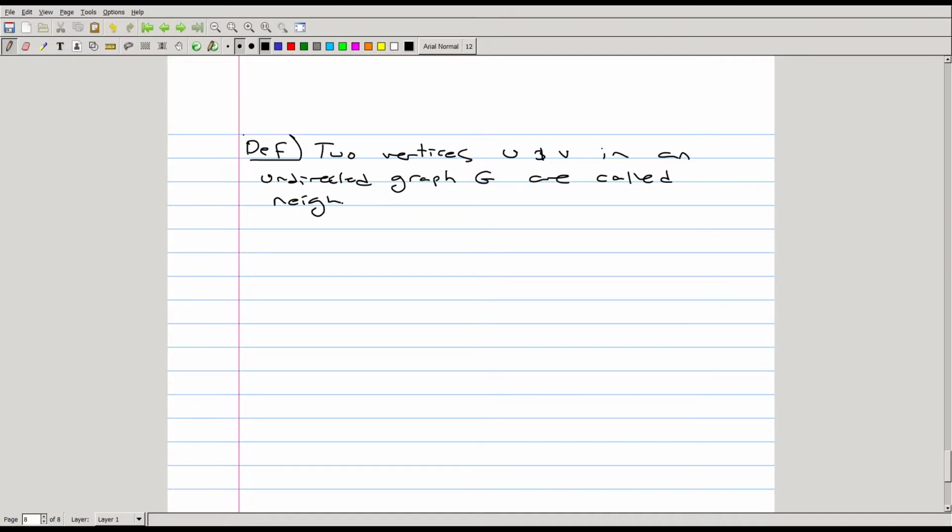So in terms of describing graphs, what we want to do is make some basic terminology definitions with regards to graph properties. To this end, we'll make the following definitions. Two vertices U and V in an undirected graph are called neighbors or adjacent if U and V are endpoints of an edge.